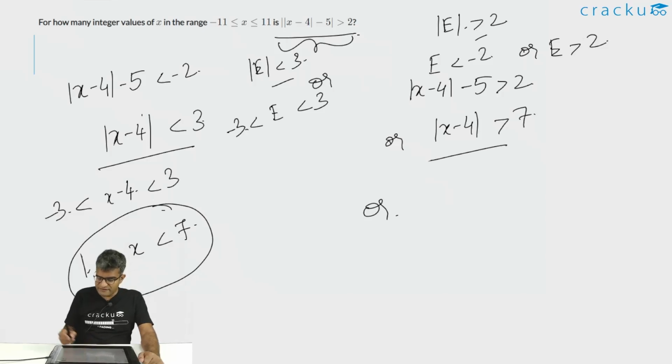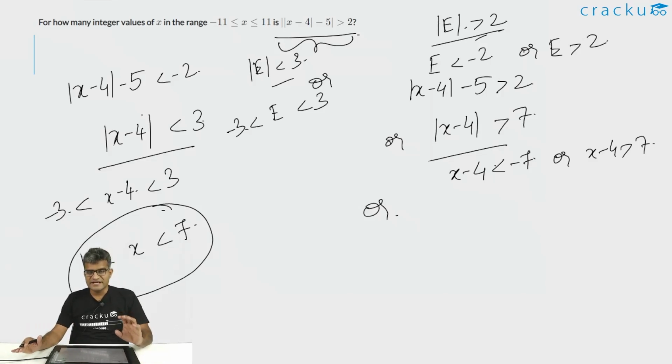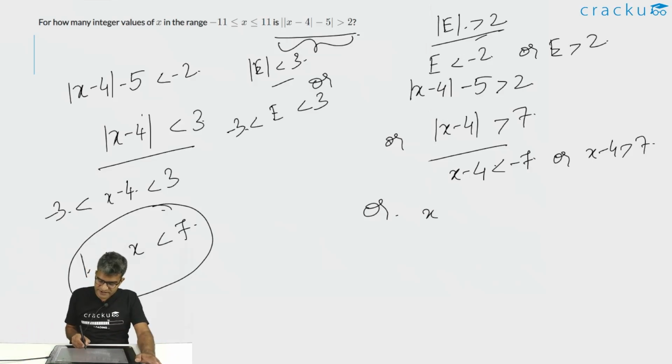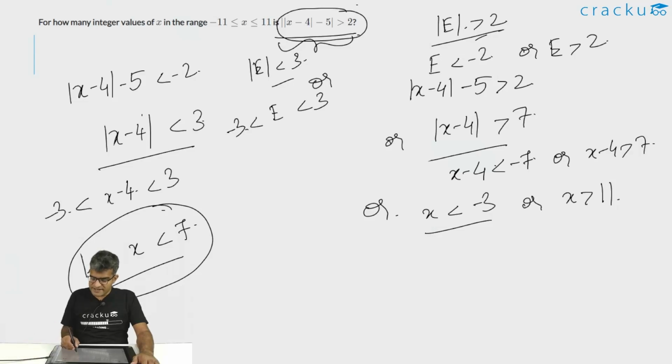Or when you have modulus of x minus 4 to be greater than 7, x minus 4 is either less than minus 7 or x minus 4 is greater than 7. Because remember that if modulus of x is greater than k, that expression is either less than minus k or it is greater than k. In this particular case, it would imply that either x is less than minus 3 or x is greater than 11. So the 3 intervals for x which satisfy this given inequality are x lies between 1 and 7, or x is less than minus 3, or x is greater than 11.